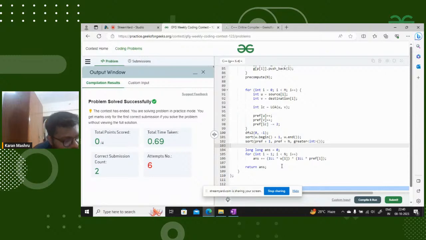Is it a medium or a hard level problem? I will personally assign it a hard level problem because it is DP on graph.